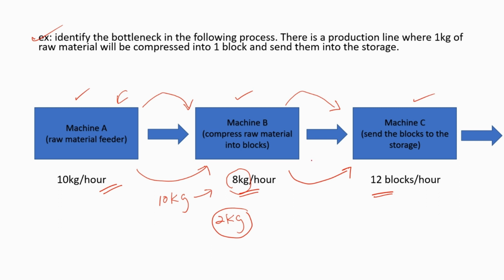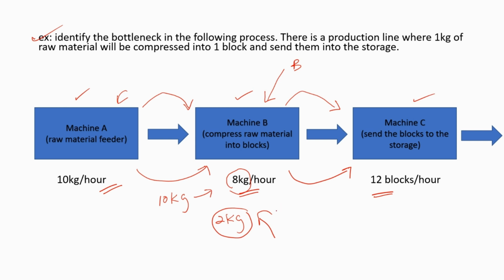So what is the bottleneck machine in this production line? It is machine B. This is the bottleneck. Why is machine B the bottleneck resource? Because it only has the capacity to compress 8 kilograms of raw material into blocks within an hour. But machine A will feed 10 kilograms of raw material to machine B within an hour. So there will be 2 kilograms of raw material during that hour without being compressed. This means machine B restricts the performance of this production line.